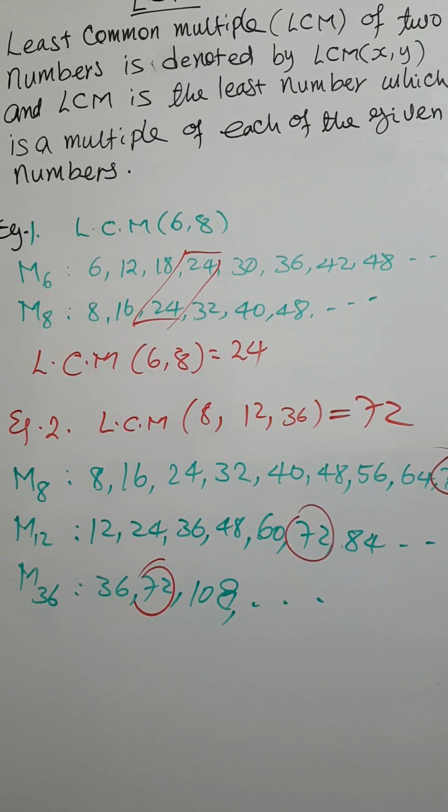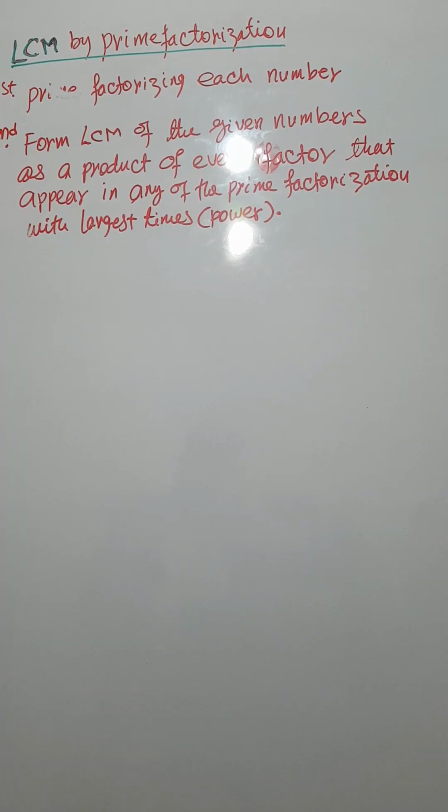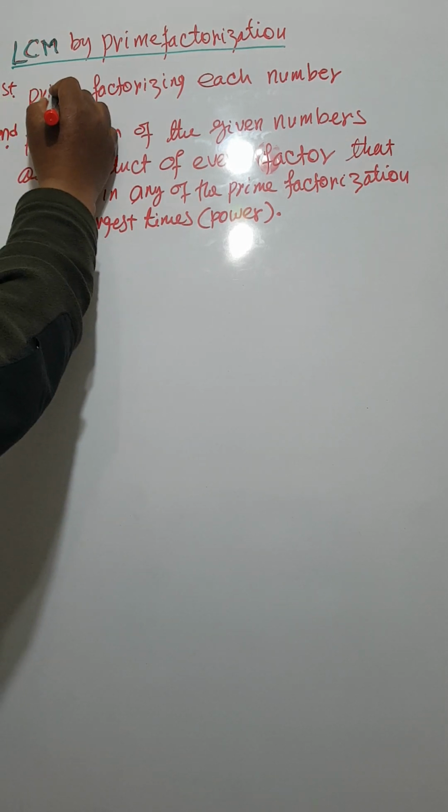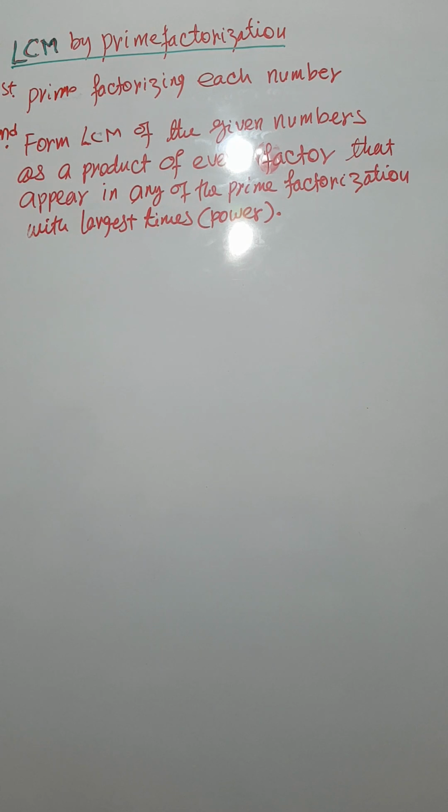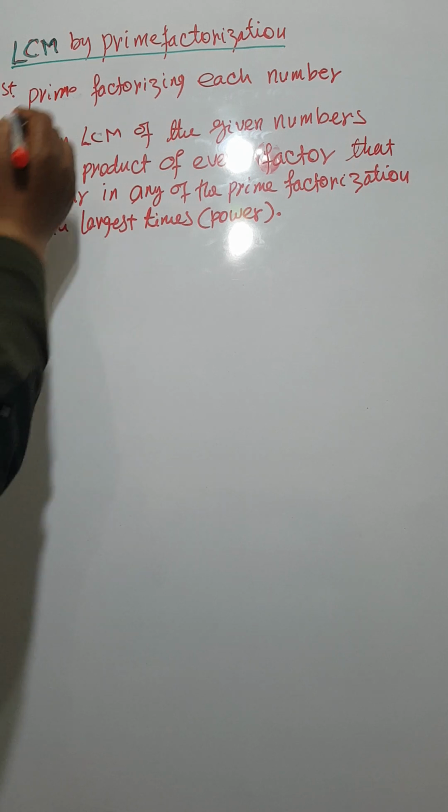But still, this is a very long and tiresome way of calculating the LCM of bigger numbers in the hundreds and thousands. So there is another method that I'm going to show you now. Here we have the other method to find the LCM: LCM by prime factorization. In this method, we have two simple steps.